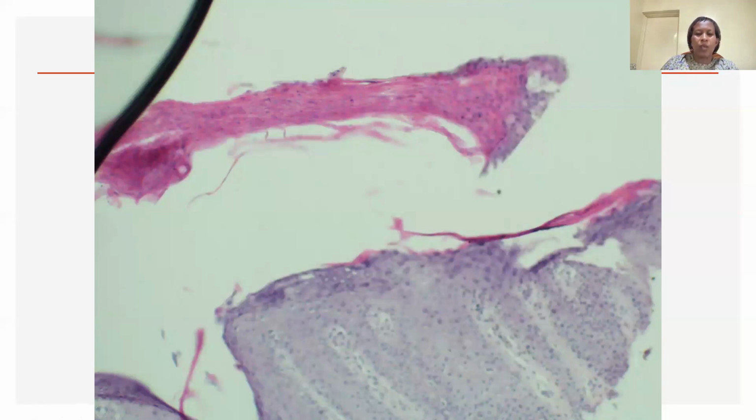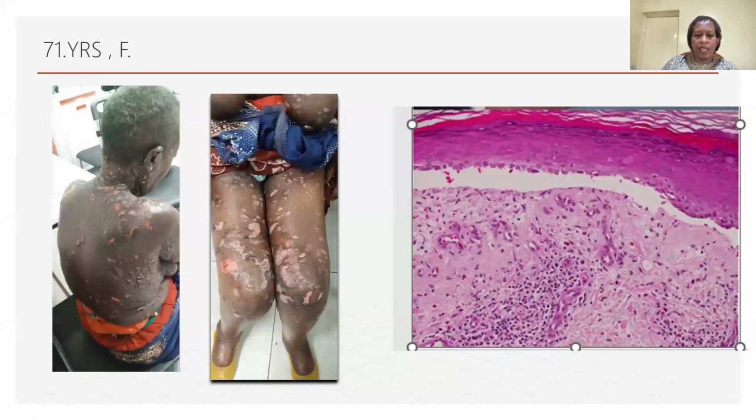The patient is doing well. The next is an elderly 71-year-old who consulted for vesicles all over her body, sparing mucous membrane, some vesicles here, as well as on the thigh with erosion and excoriation, and vesicles and bullae.